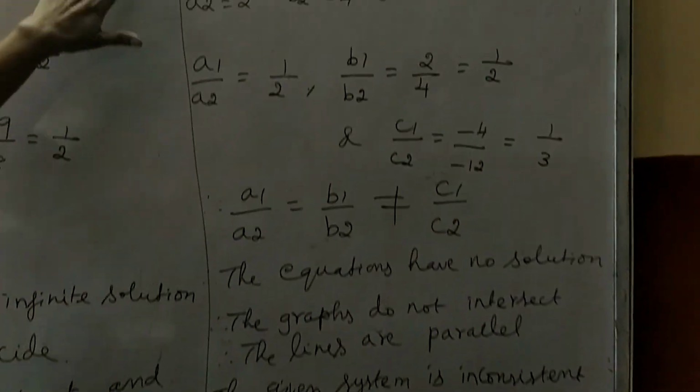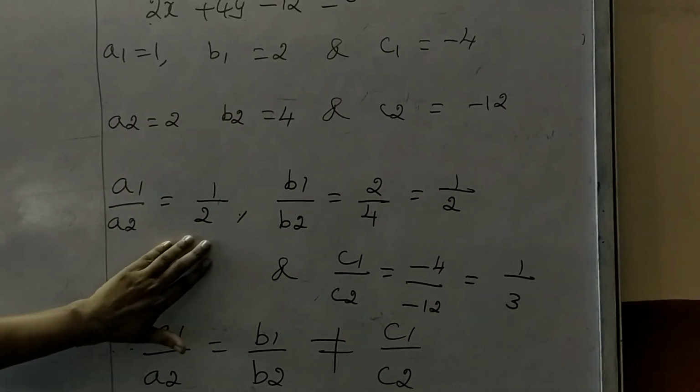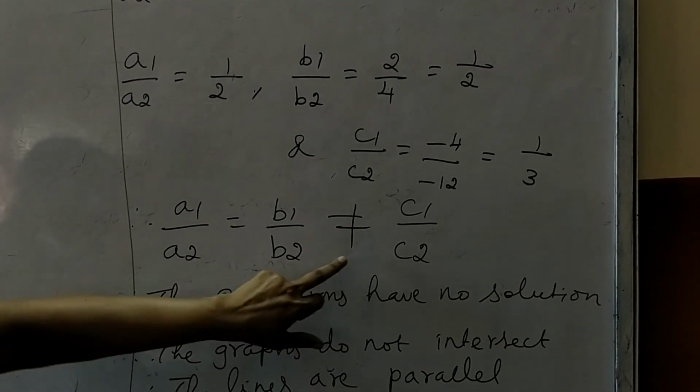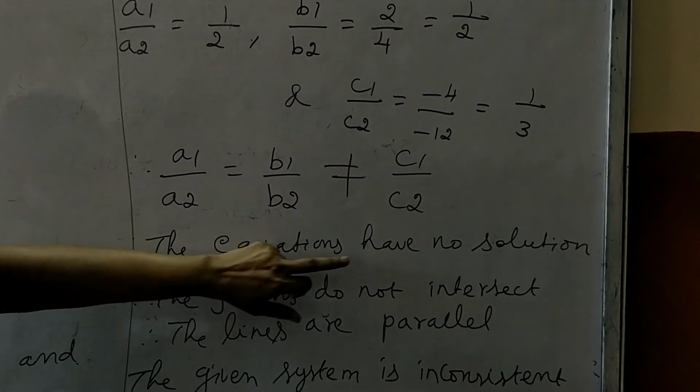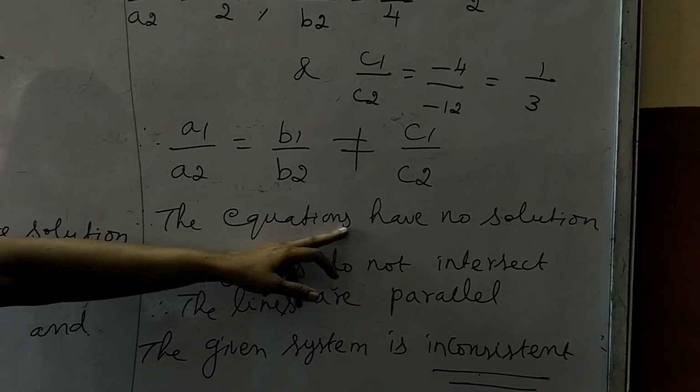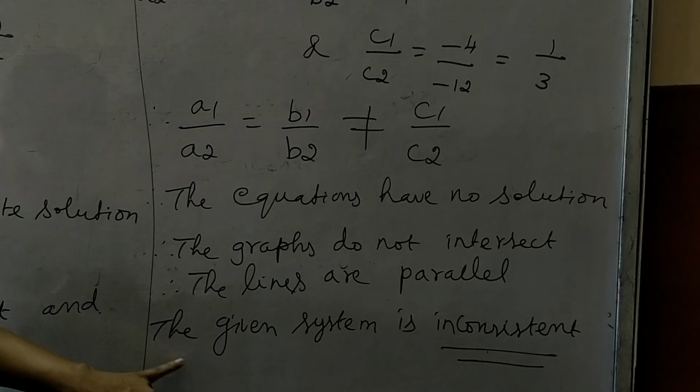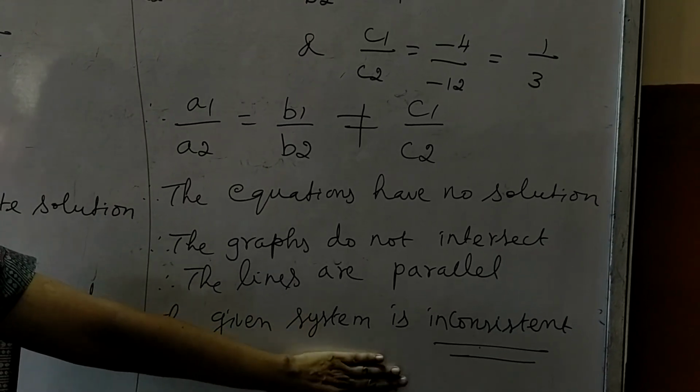In the third case, we have found all the three ratios. We have found the first two are equal and the third one is unequal. So in such case, we say the equations have no solution. If they do not have solution, the graphs will be parallel. And here we say the given system is inconsistent.